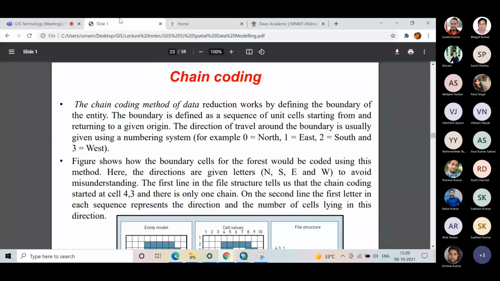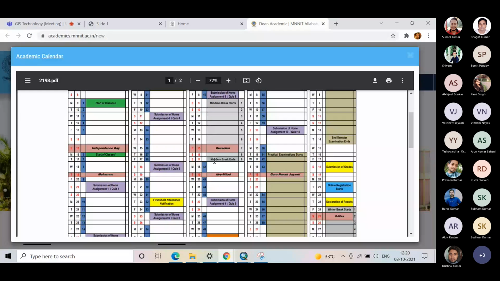Let's start the class. Before starting the next topic, there's one piece of information for all of you. From the 9th of October up to the 17th of October, there is a mid-semester break. So there will not be any classes in the next week.